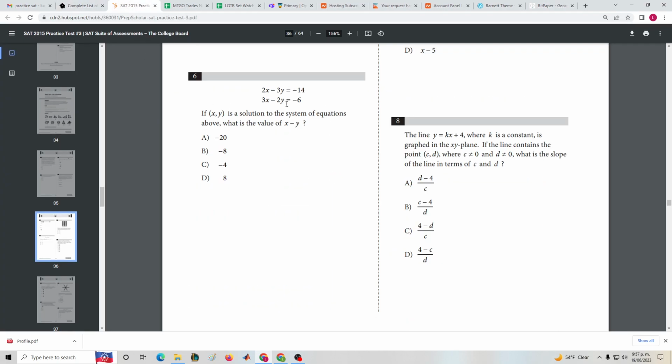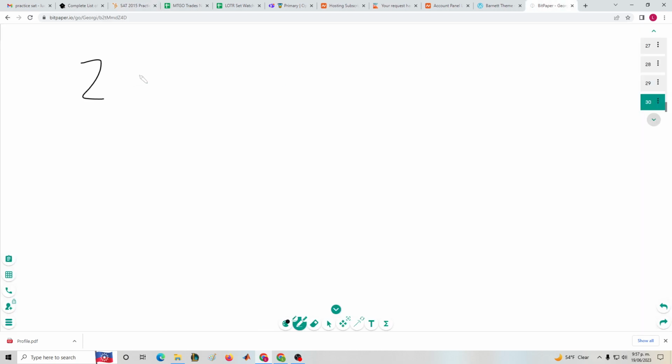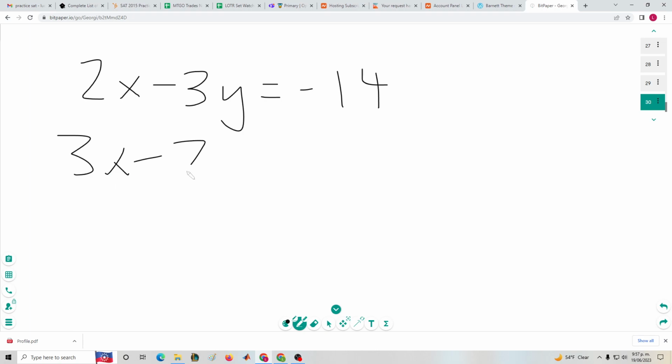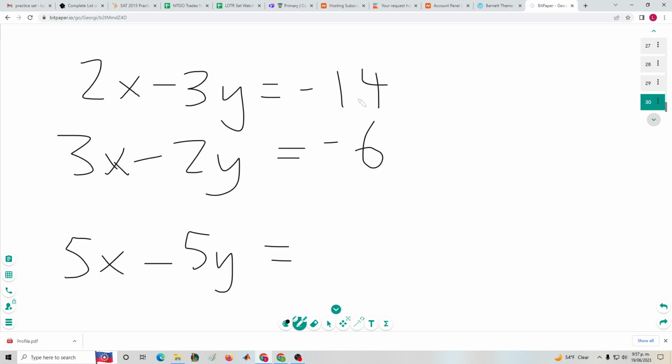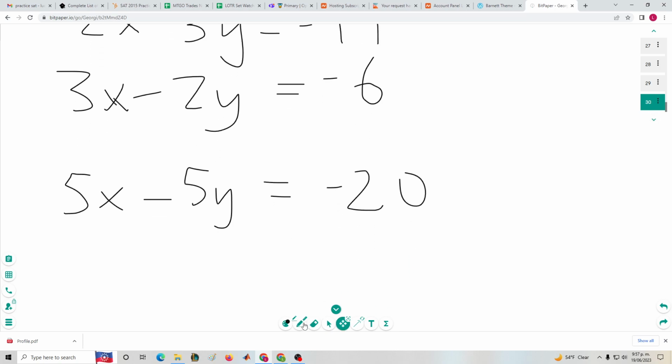So let's write down 2x minus 3y equals negative 14, and 3x minus 2y equals negative 6. Now what happens if we add these two equations together? We get 2x plus 3x, which is 5x. We get negative 3y and negative 2y, which gives us negative 5y. And negative 14 and negative 6 gives us negative 20. So you can probably see where we're going from here.